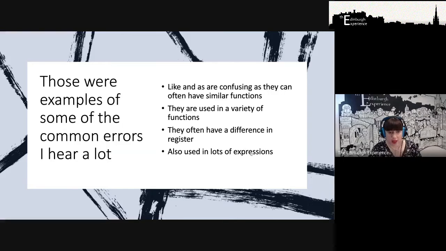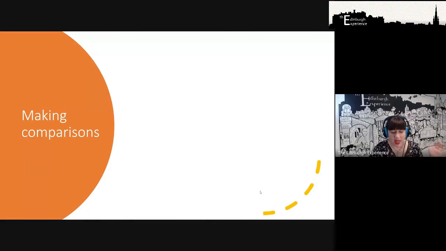So as well as that, we also use them in quite a lot of expressions. We're not going to look at the expressions so much today, we're just going to focus on the functions. And I'm just going to take you through, some of it's quite basic, but like I say, it is things that are repeated errors by people. And then we're just going to consider a little bit as well the register of as and like, okay?